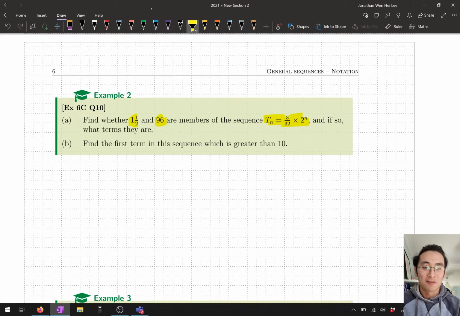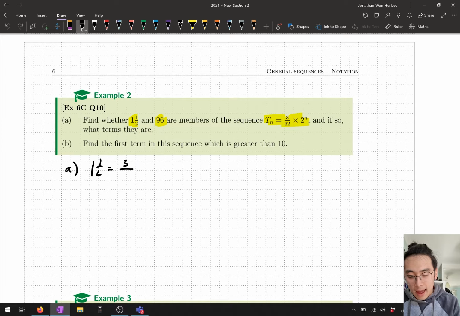Instead of substituting values of n into here, I'm just going to replace Tn with these values and solve to see if it satisfies n. So for example, I'm going to write 1.5 is equal to the rule for my pattern. And what I want to see is, can I actually find a value for n? And n has to be counting numbers. They have to be whole numbers in order for this to work. So I'm going to see if I can solve this.